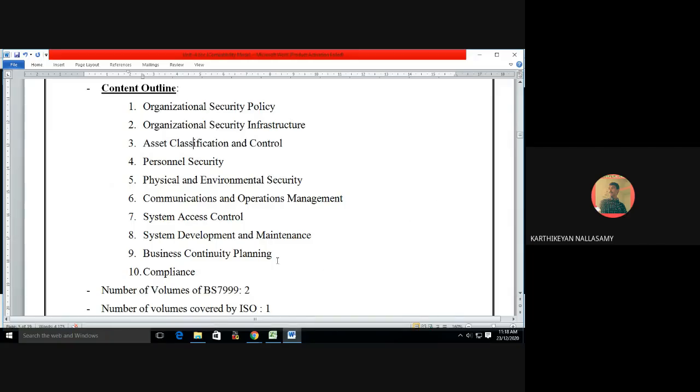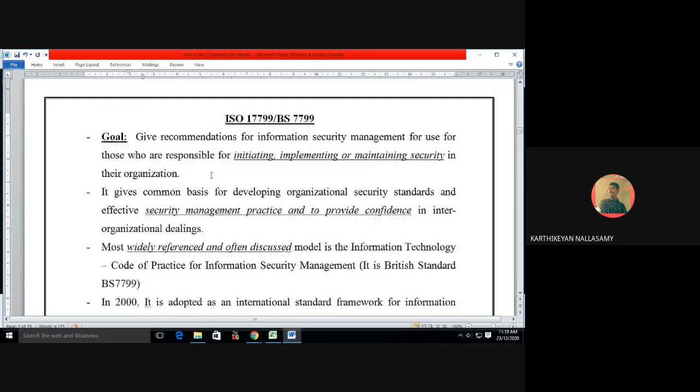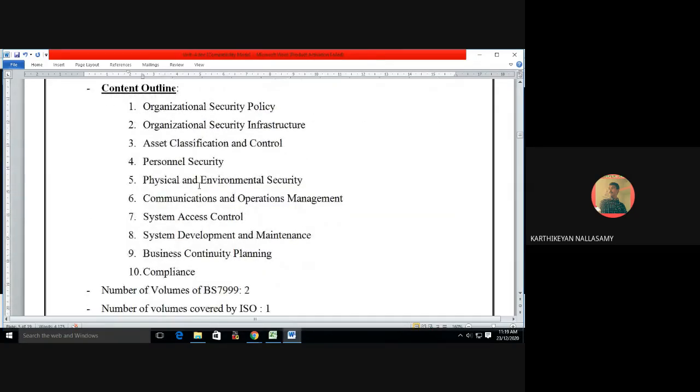So these are the coverage areas of ISO 17799, focused on 10 concepts. One is organization security policy, organization security infrastructure, asset classification and control, personnel security, physical and environmental security, communication and operational management, and system access control. It provides system access control and configuration rules, that is the ACM, defined as a two-dimensional matrix representation of the access privileges for every user. Then development and maintenance of the system, business continuity planning, and compliance.